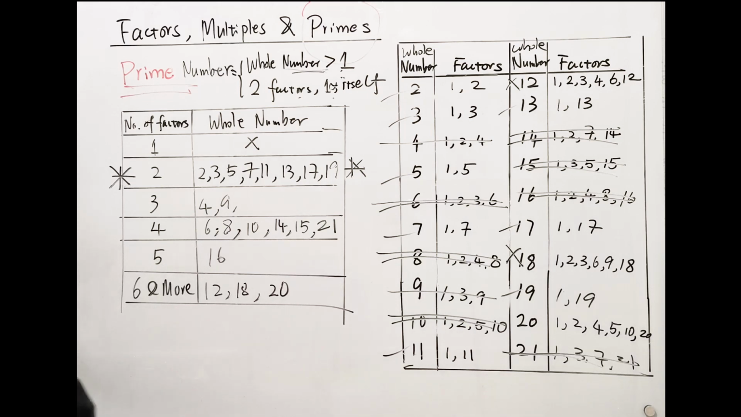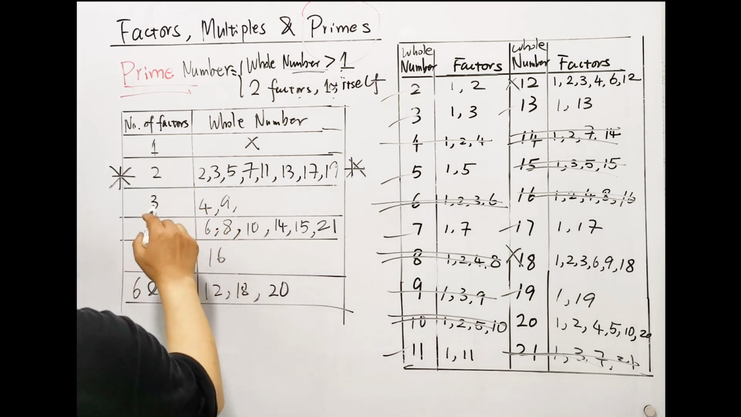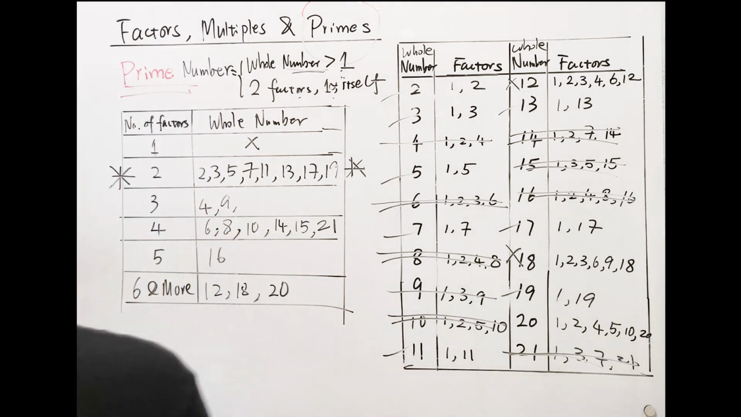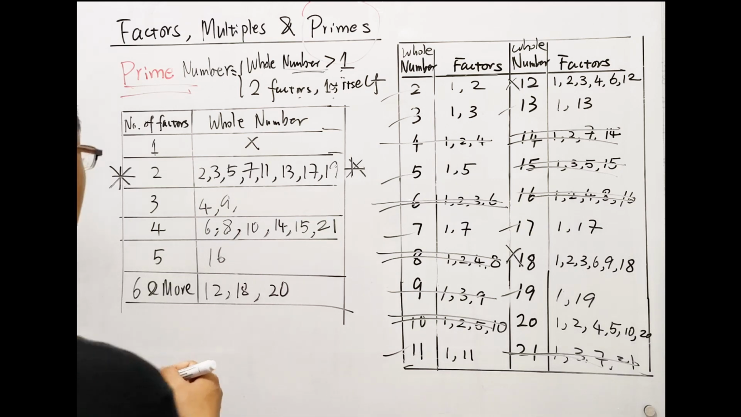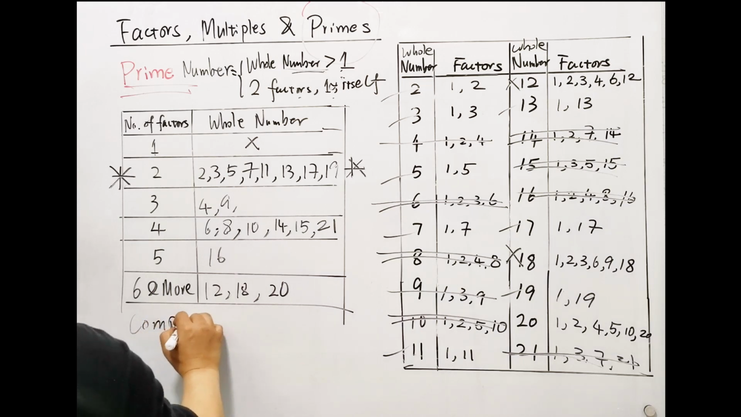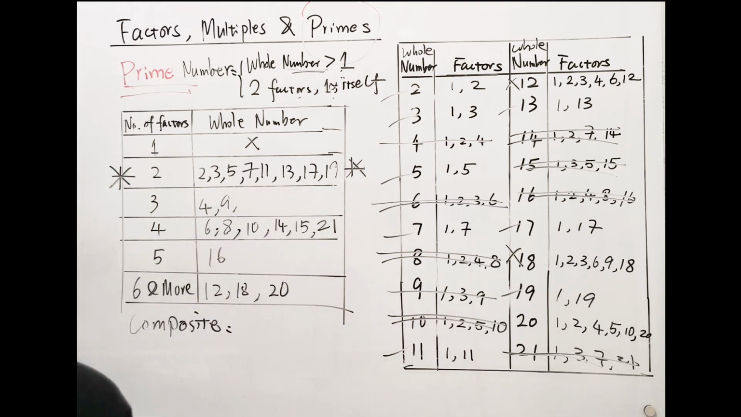And then let's look at the rest. The rest of the numbers have 3, 4, 5, 6, 7 factors. And then the rest of those numbers we call a composite number. So we have another concept, the composite number. Composite number is what numbers? Composite number is the whole number greater than 1 and has more than 2 factors.